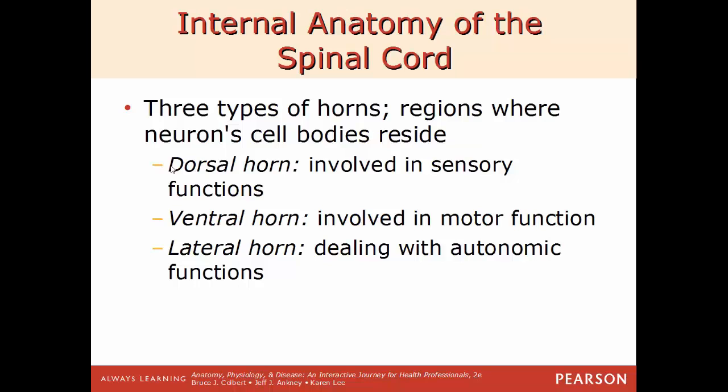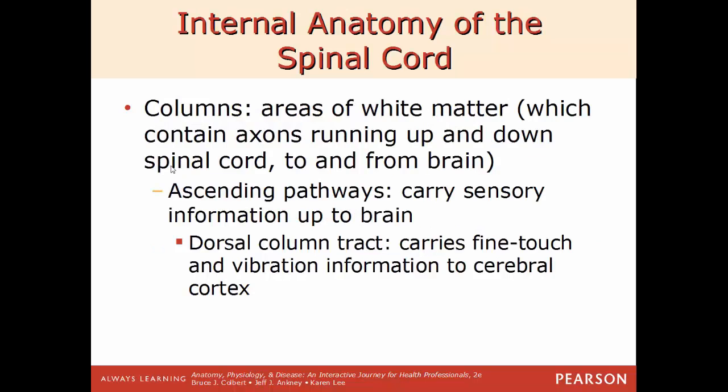These are regions where the neurons' cell bodies are found. You have the dorsal horn. These are involved with the sensory functions. You have the ventral horn, which is involved in motor functions, and the lateral horns, which are dealing with autonomic functions. The columns, this is the area that you'll find white matter. These are axons that have myelin on them.